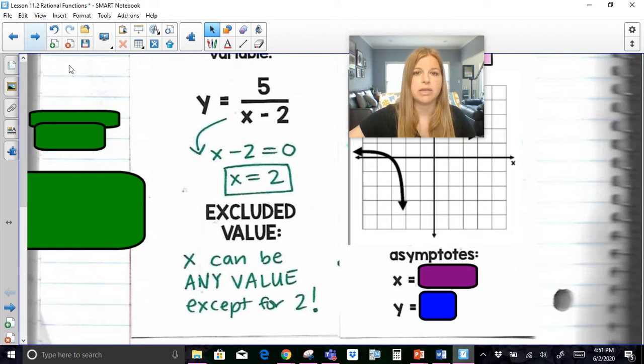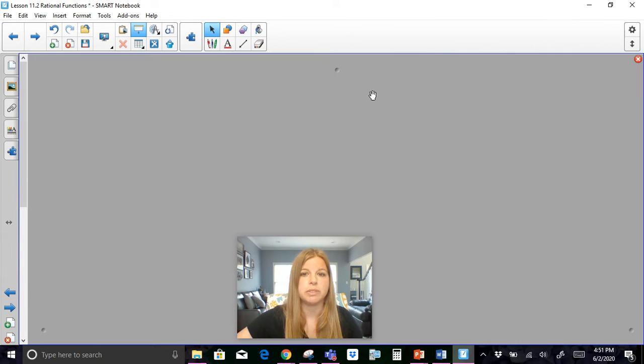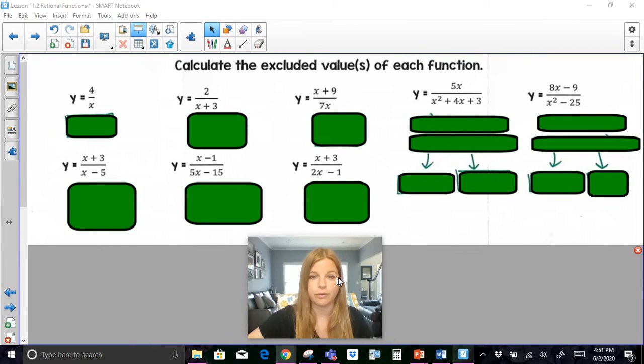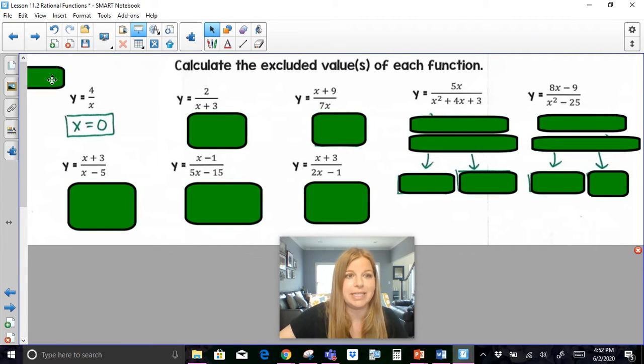Okay, so we're going to take a look at that first, calculating excluded values. Some of these are going to be really quick, and some of them we're going to have to do a little bit of math. So if I give you this function, y equals 4 over x, the excluded value would be what x can't be, because if it was that, it would make the denominator 0. Well, here, when the denominator is just x, the excluded value is really easy. It's 0. x can be any number in the world except for 0.